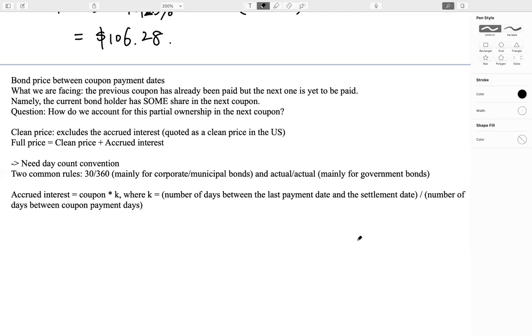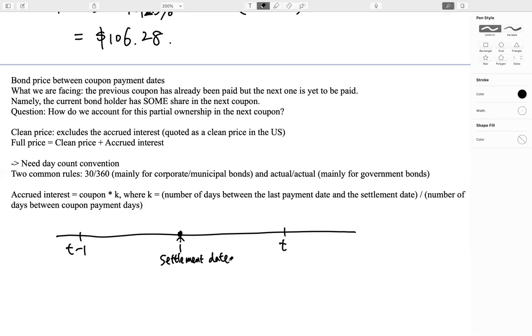So how do we calculate the accrued interest? It will be coupon times a fractional time K. So let me draw the graph, then you will understand. Let's say this is t minus 1, this is t. Those are the coupon payments, okay? So here I want to sell, this is what we call the settlement date. It's between two coupon payment dates. T minus 1 is the previous coupon payment date. T will be the next coupon payment date. Right now, I want to sell it in between.